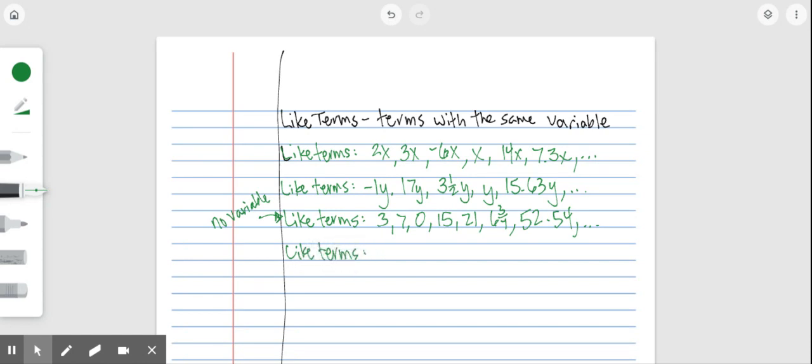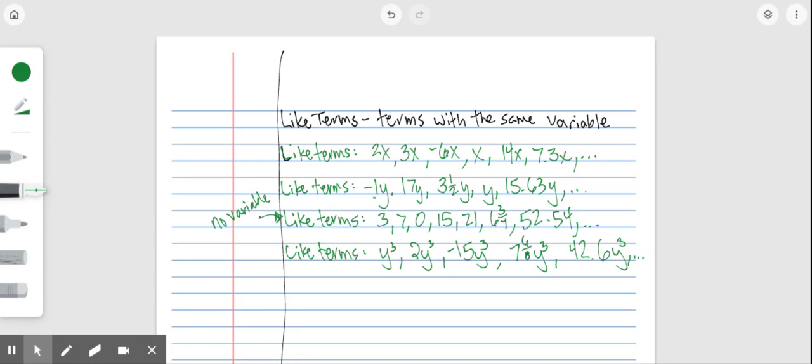Sometimes you'll have variables with exponents. So let's say you have y to the third power. It is like any other term that has y to the third power. You can't combine y to the third power and a regular y because they're different. So you got to have like 2y to the third power, or negative 15y to the third power, or 7 6/8 y to the third power, or 42.6y to the third power. Okay, so on and so forth. They should all have the same variable component.